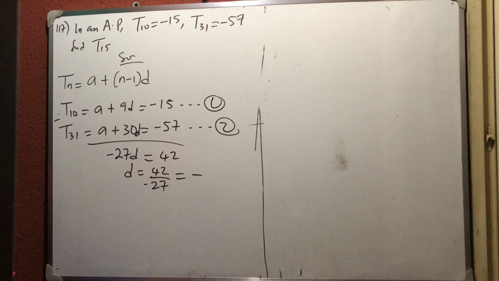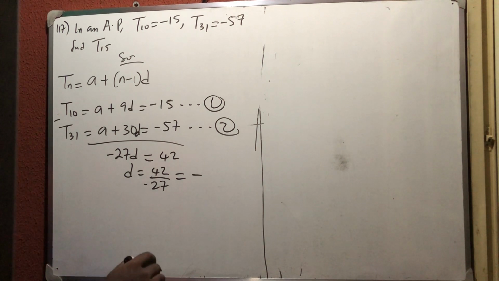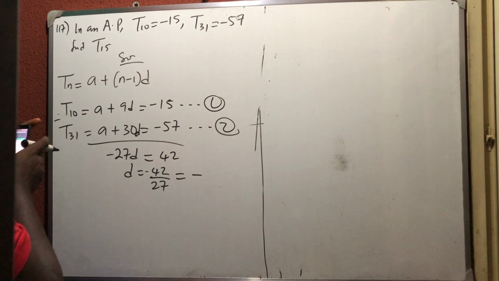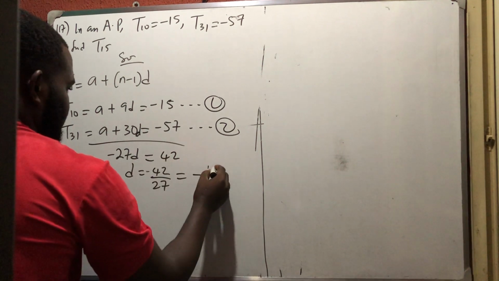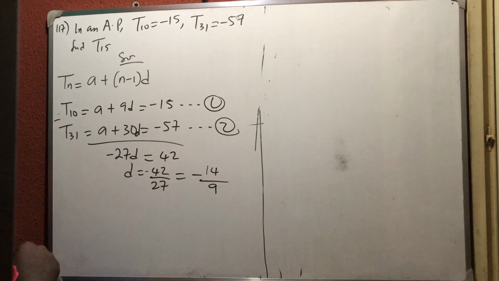Is there a mistake somewhere? Let me check the question again. They say that my T10 is minus 15, that is a plus 9d, and T31, which is a plus 30d, is minus 57. Okay? So this is correct. So let me reduce it. 42 divided by 3, so I'm having 14 over, 27 divided by 3 will give you 9. So 14 over 9 is my common difference.